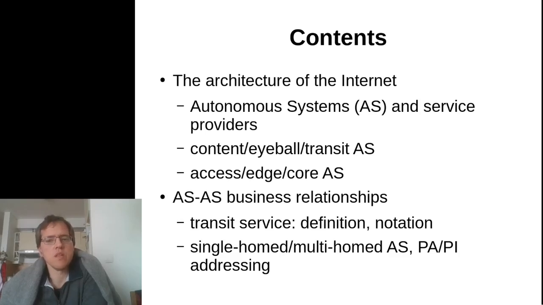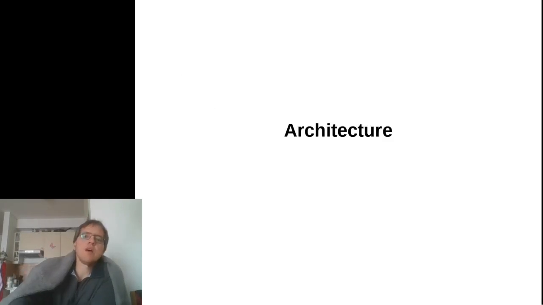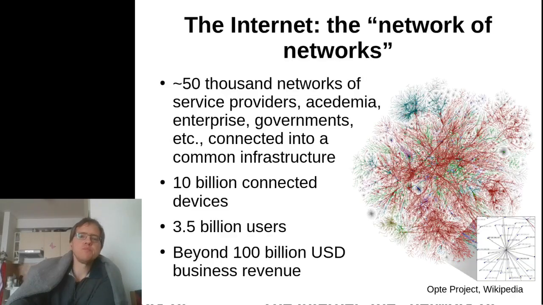We're going to just give the definition and notation and go into a couple of details into the way a customer AS actually connects to the transit AS in the transit service. A couple of details about addressing, routing, etc. But first, the internet architecture.